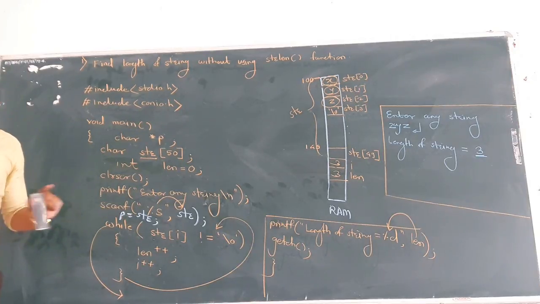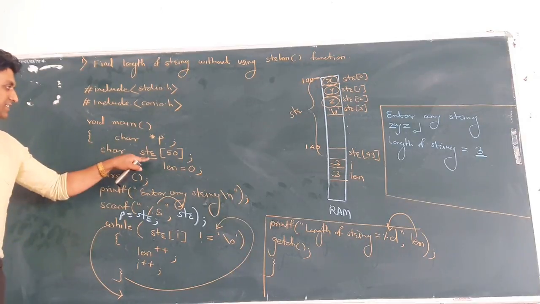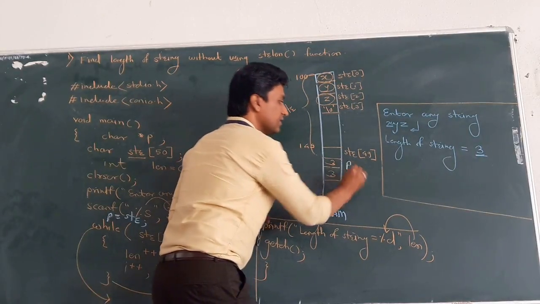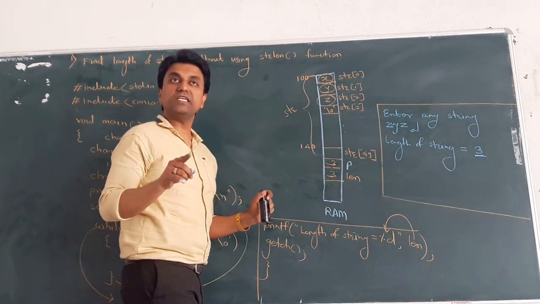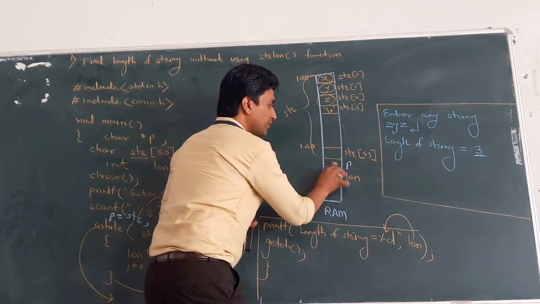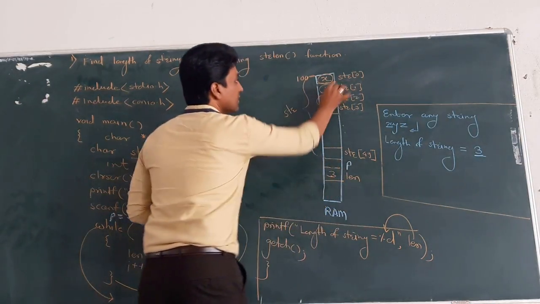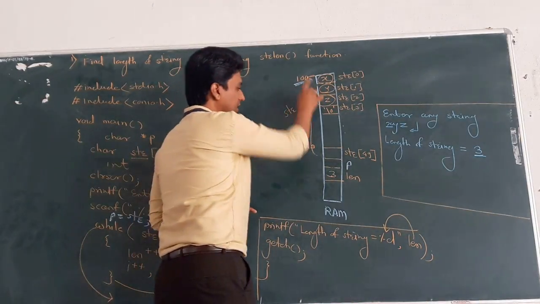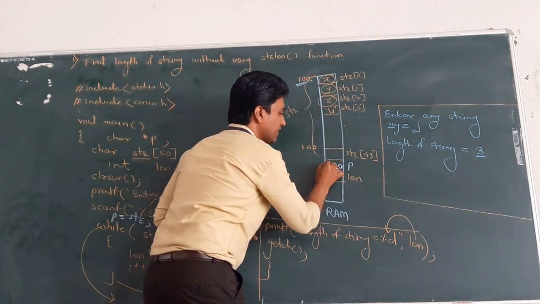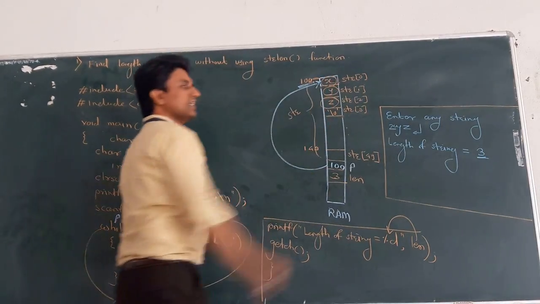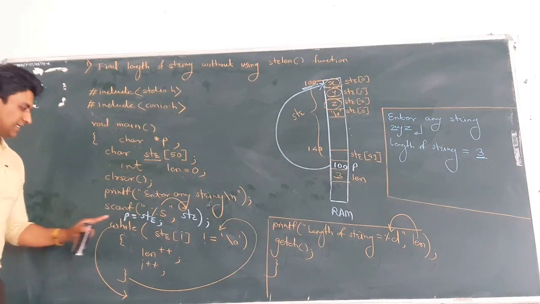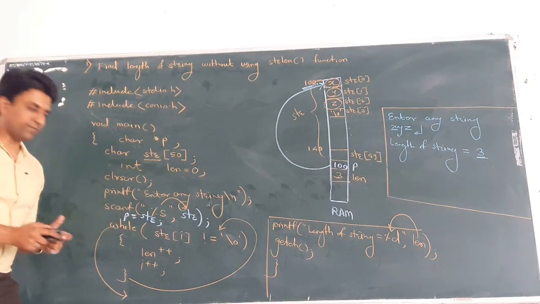What is the meaning of that? p is a pointer type, and what does a pointer type store? The address of str, that is, the base address. That means we cannot use i. Instead of i we use p, and p is a pointer type. Now what does p store? str means the base address of the string str. So what is the base address? 100. So 100 is stored into the p variable, and p points to this address location because it is a pointer type variable. Understood the meaning?